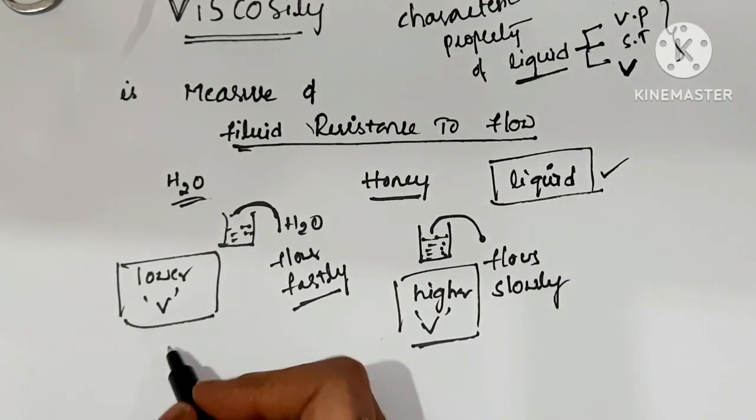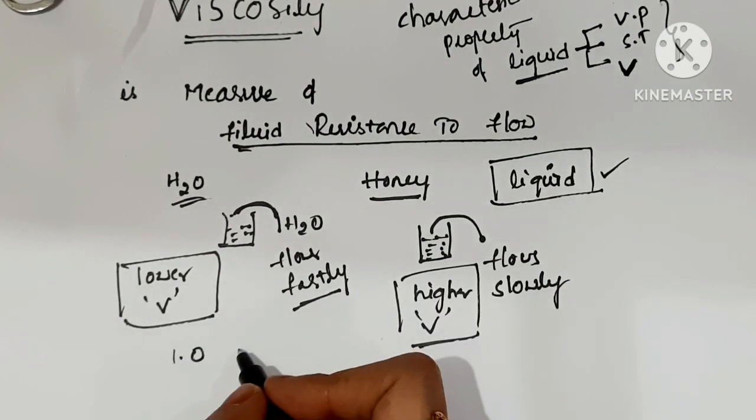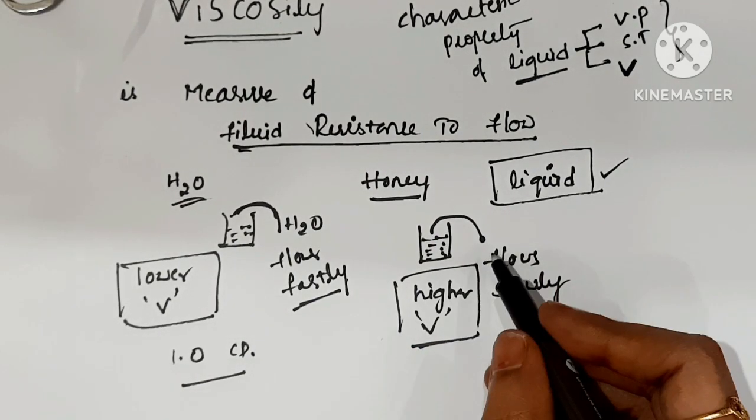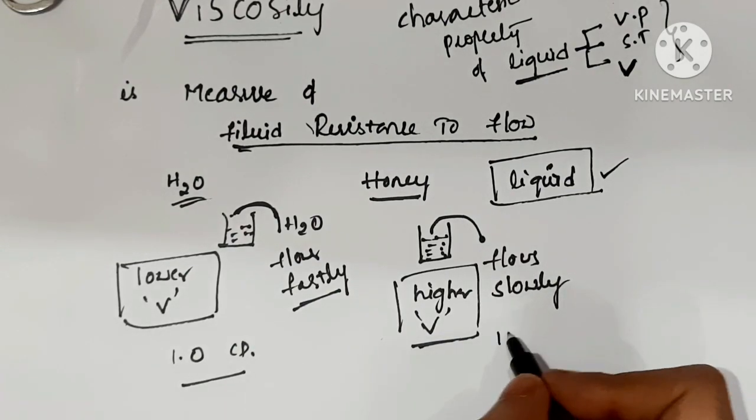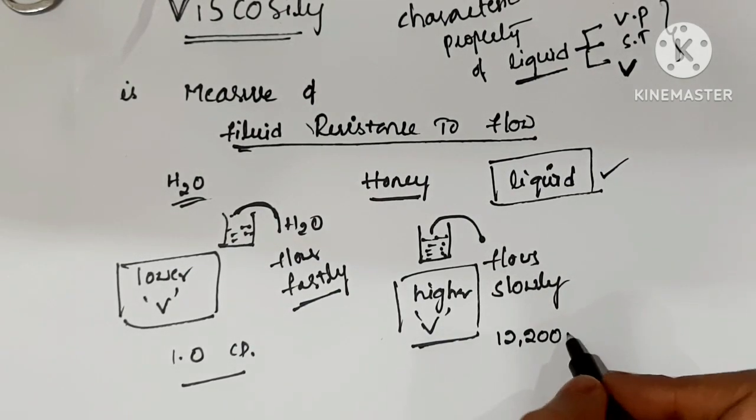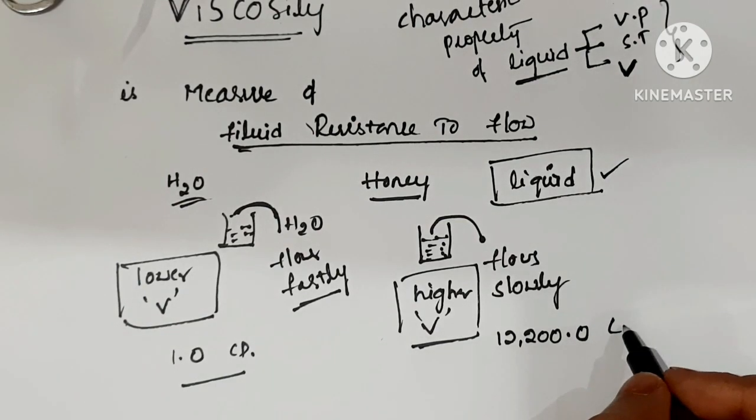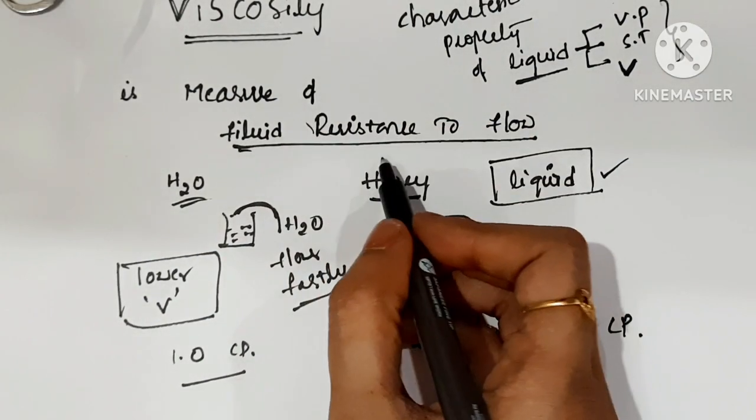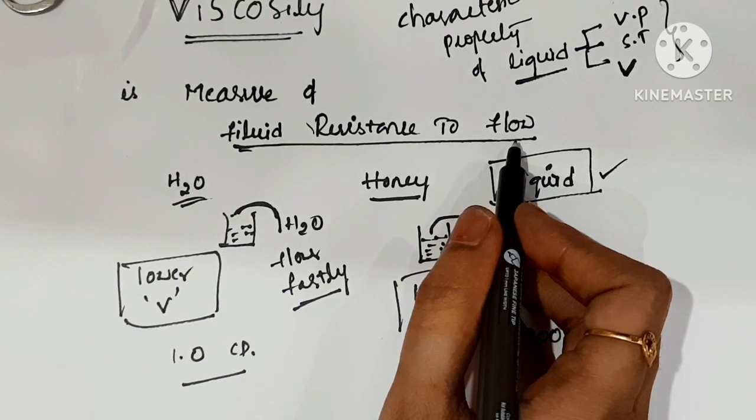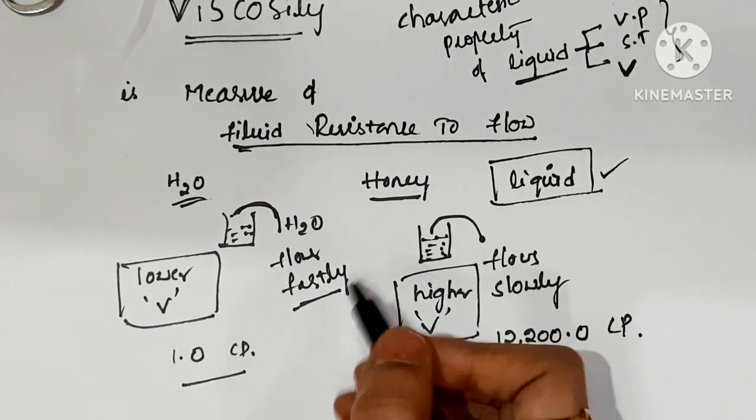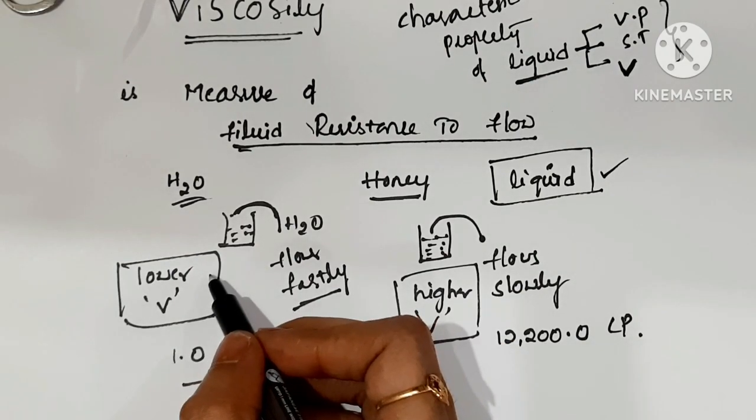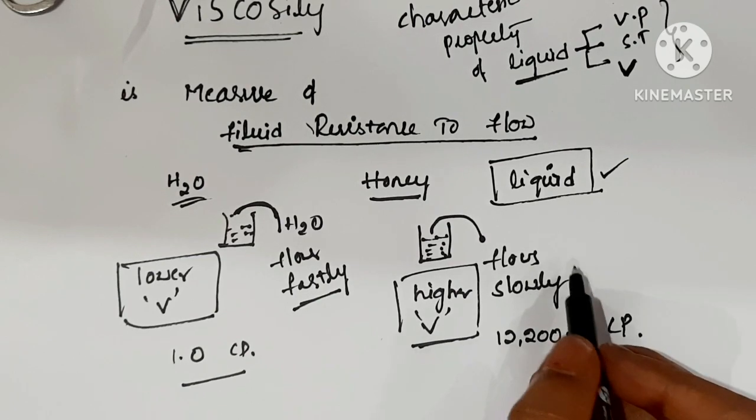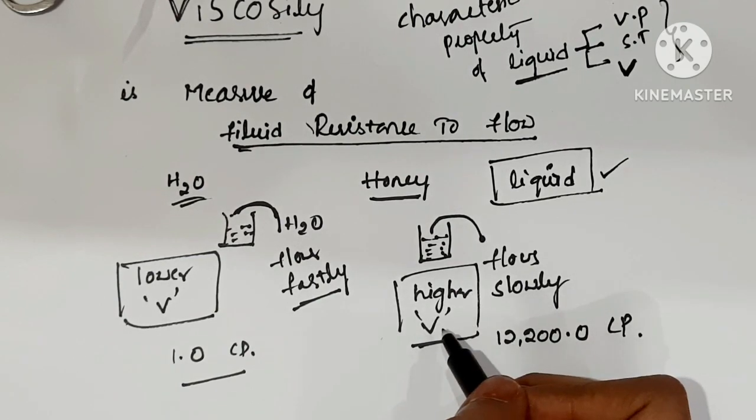The viscosity of water is 1.0 centipoise, and in the case of honey it is 12,200.0 centipoise. So viscosity means the liquid's resistance to flow. Flows fast, then low viscosity. Flows slowly, then high viscosity. Quite opposite: flows slowly, high viscosity.